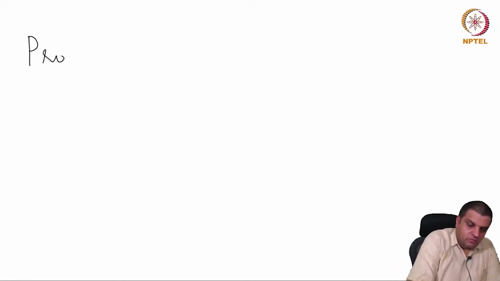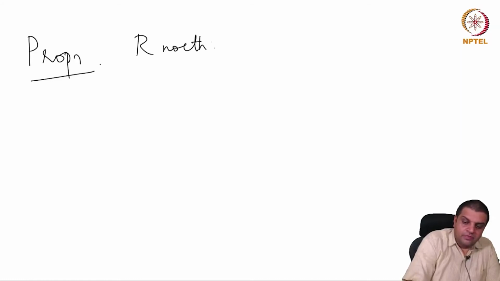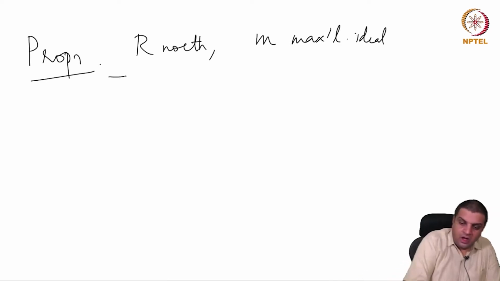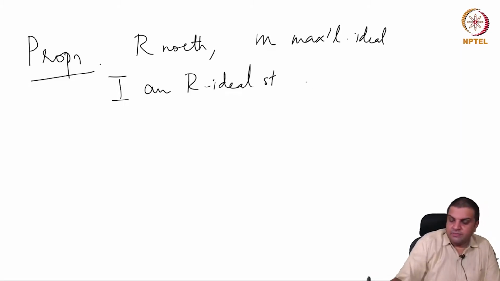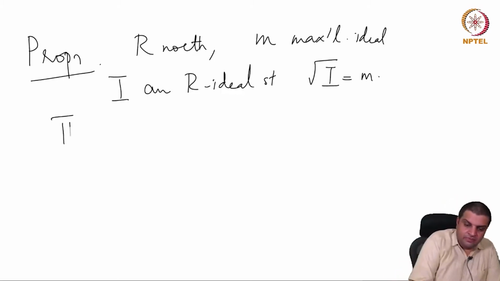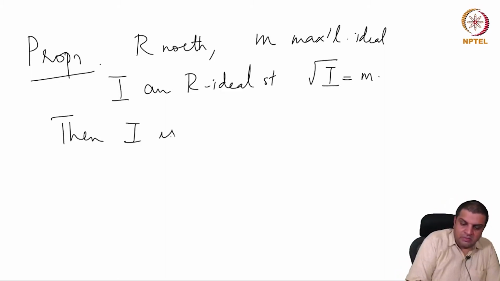However, we have the following proposition: R Noetherian, M a maximal ideal, not necessarily the unique maximal ideal, and I an ideal of R such that the radical of I is M. Then I is M-primary.